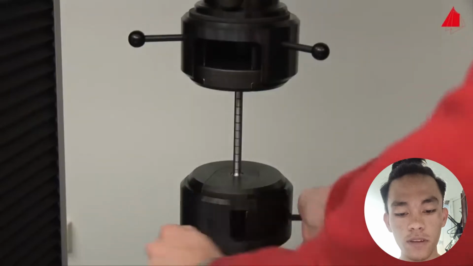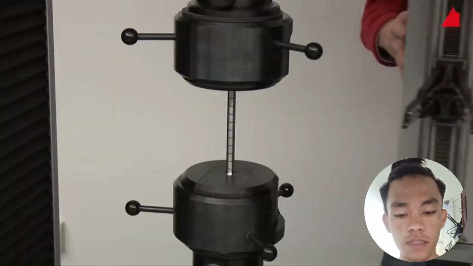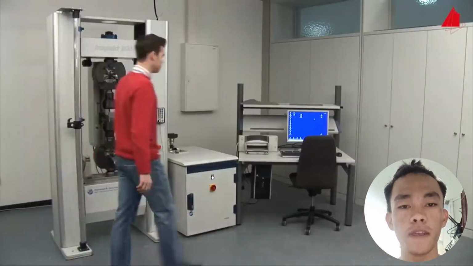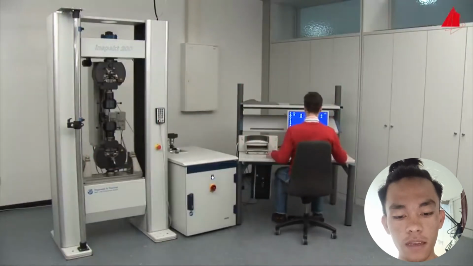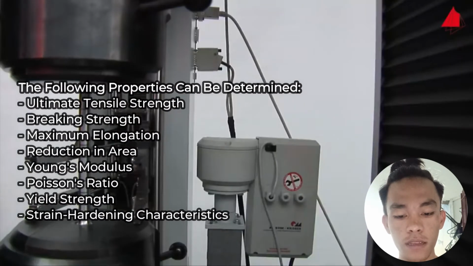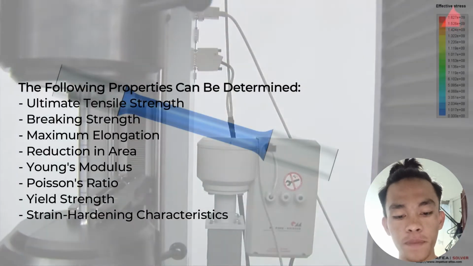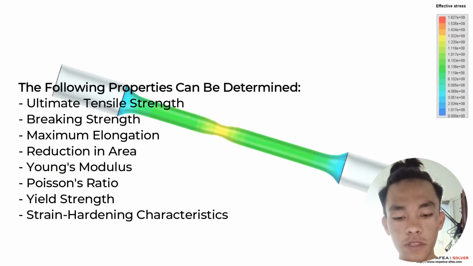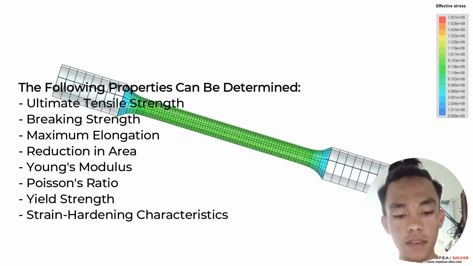Tensile testing, also known as tension testing, is a fundamental material science and engineering test in which a sample is subjected to a controlled tension until failure. Properties that are directly measured via a tensile test are ultimate tensile strength, breaking strength, maximum elongation, and reduction in area. From these measurements, the following properties can also be determined: the Young's modulus, Poisson's ratio, yield strength, and strain hardening characteristics.